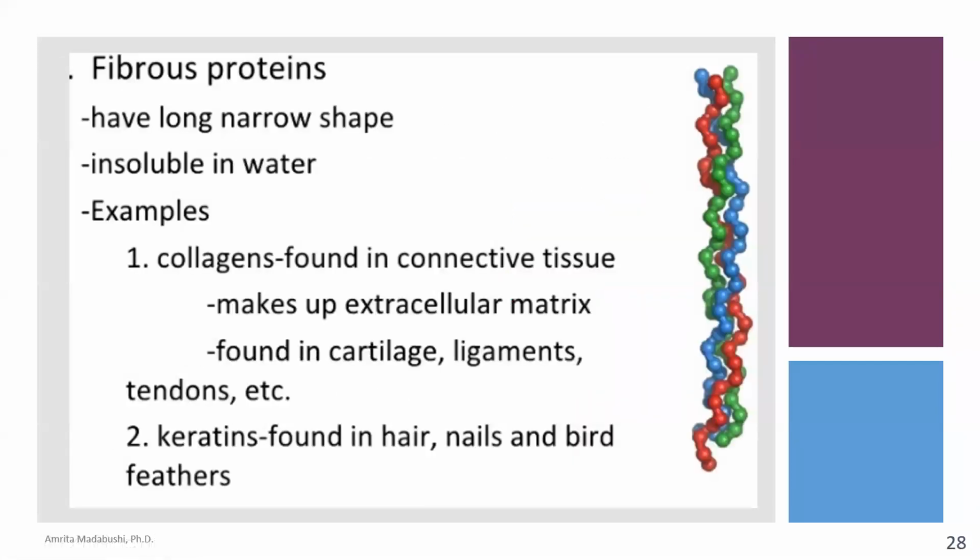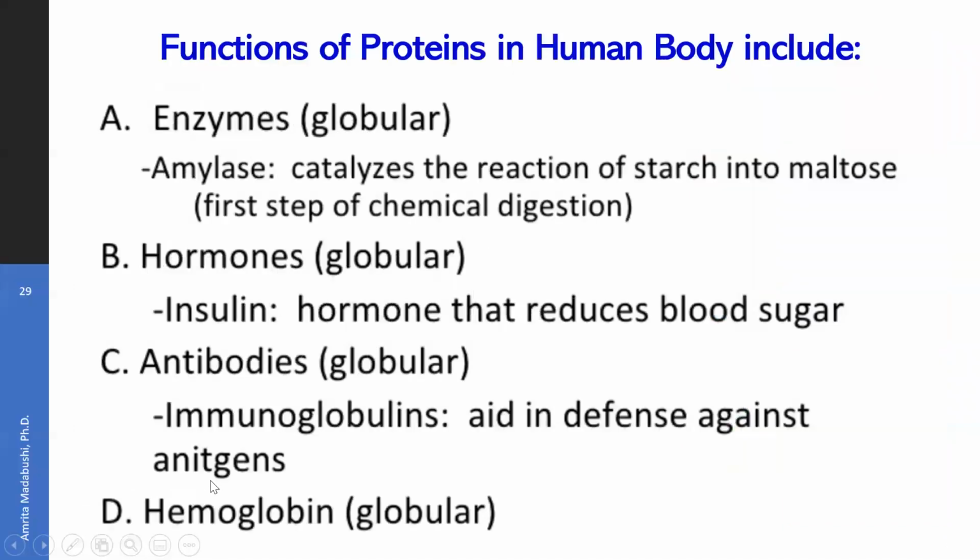And then there are fibrous proteins, which are long and narrow shapes. Fibrous sounds like a fiber, so it's long, insoluble in water, and used for different functions. For example, they make up the extracellular matrix, so they're found in cartilage, ligaments, tendons, and keratins are found in hair. Okay. Some of these functions also include things like, we just talked about it, but looking specifically, enzymes will be catalyzing reactions.